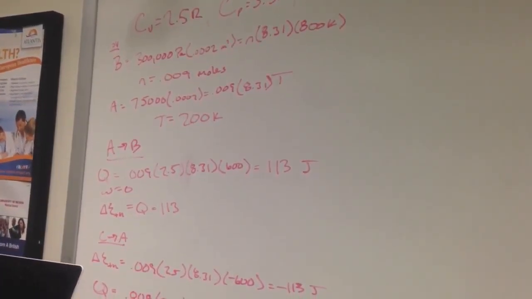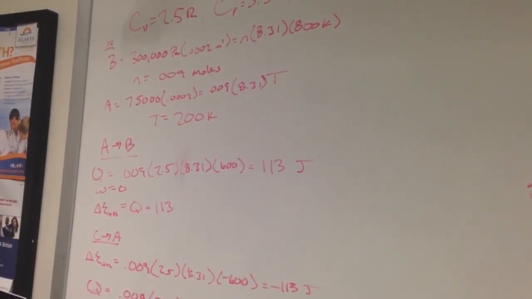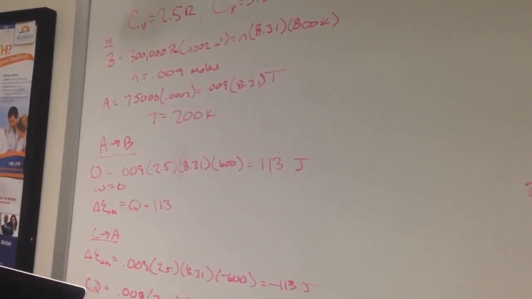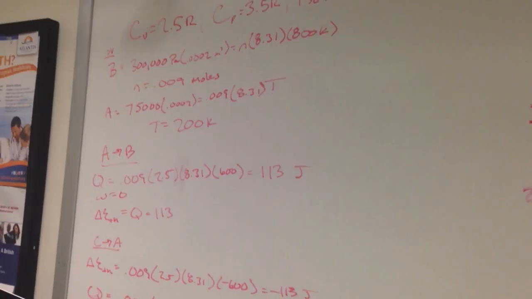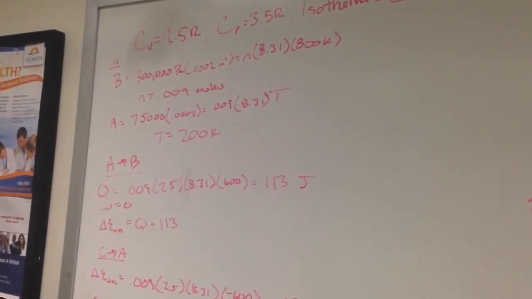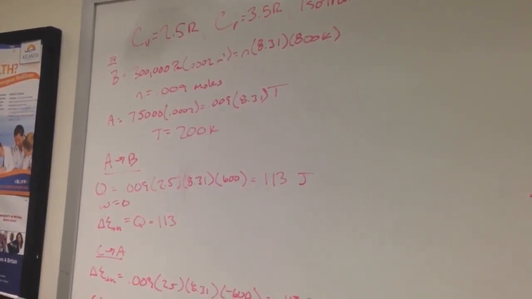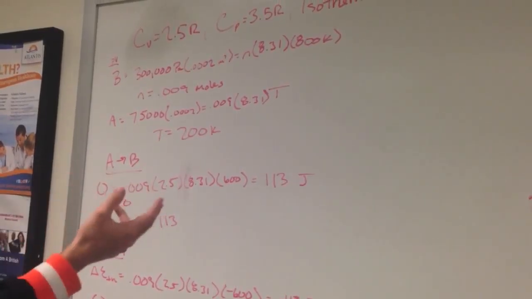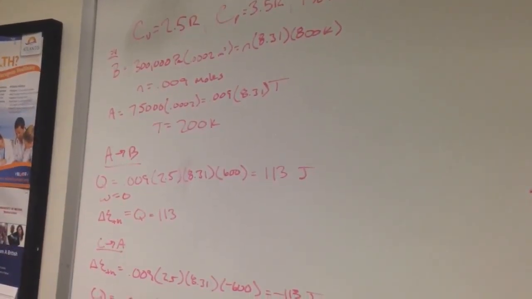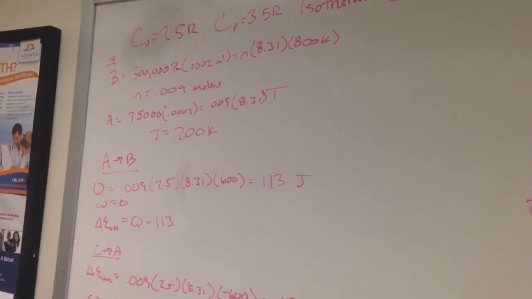We know the constant is 8.31, which is R, and we are given that the isothermal expansion, which begins at point B, is at 800 degrees. So we do that math and we get the number of moles to be 0.009 moles.